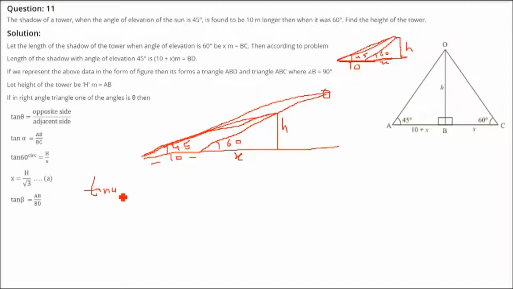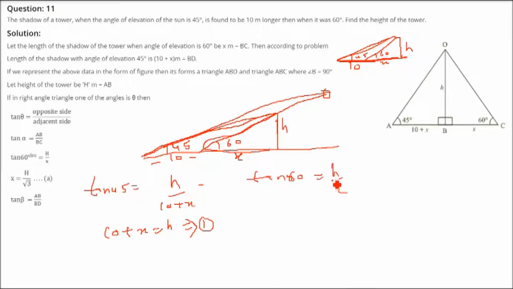So tan 45 will be equal to h by this whole, 10 plus x. And we know that tan 45 is 1. So we get 10 plus x equal to h. We'll use it, this is the first equation. Now we'll use the second triangle. Here tan 60 is equal to h by x. Tan 60 is root 3, so root 3 equal to h by x. So what do you get? h equal to root 3 x.